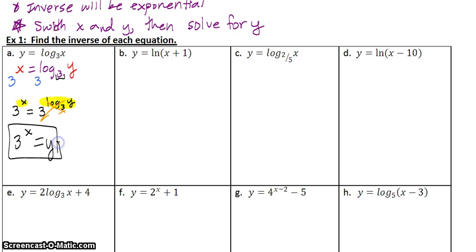And once you get y by itself, you're done. That's our goal. So I just found the inverse. And here's what I mean. The inverse of a log will be something exponential because they're inverses of each other. It takes a few tries to get the hang of it, so let's do the next one.